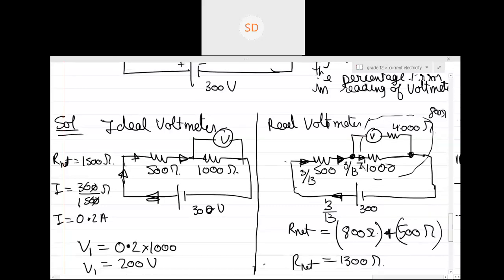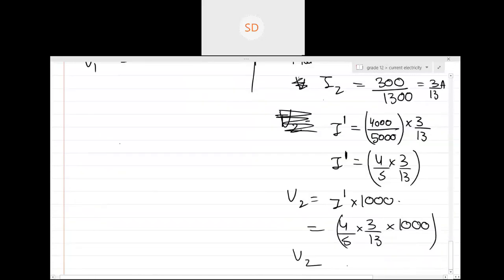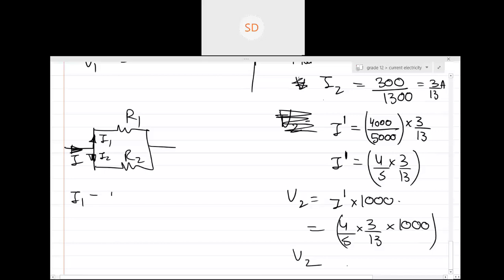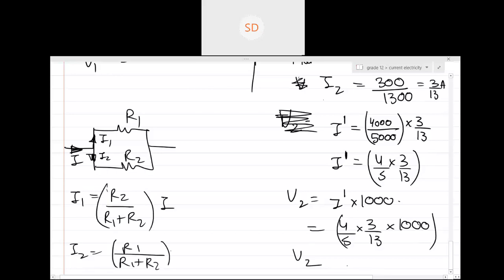Arre yaar, if you remember, let me write it again. If you remember this trick: if this is R1, this is R2, and you are sending a current I, and here the current goes with I1, and here the current goes with I2. Then I1 is equal to R2 upon R1 plus R2 multiplied by I, and similarly I2 is equal to R1 upon R1 plus R2 into I. Do you remember all this? Okay, sir. So this trick we are applying over here.